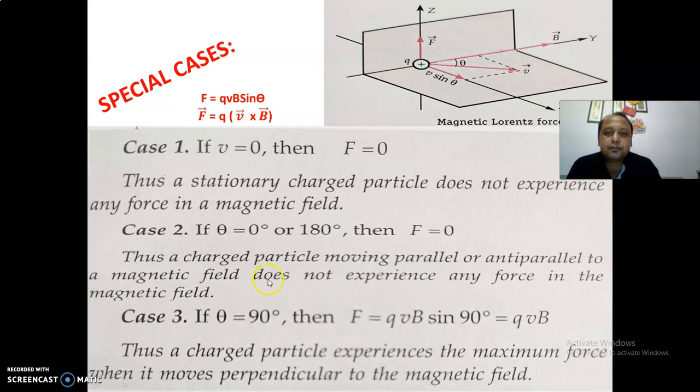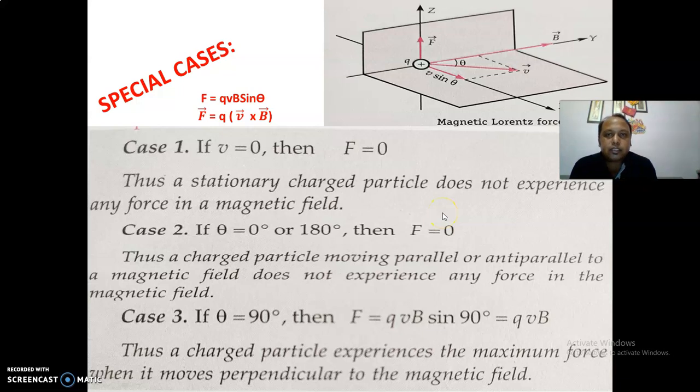Now next is, if the angle is 90 degrees, that is, if the magnetic field and the velocity vector make an angle of 90 degrees with each other, then sine 90 is 1, which is the maximum value. So the force will be given by q v B, which is the maximum value of force. That is, a charged particle experiences the maximum force when it moves perpendicular to the magnetic field. So I hope this is very clear to you.